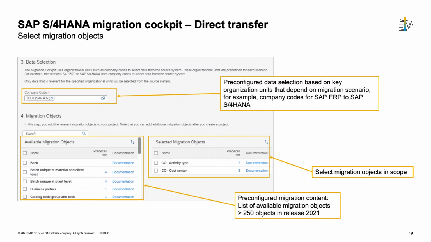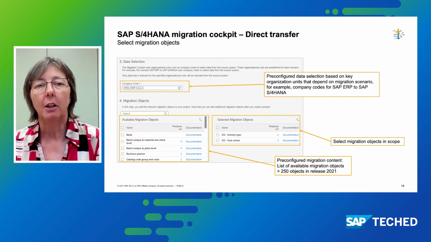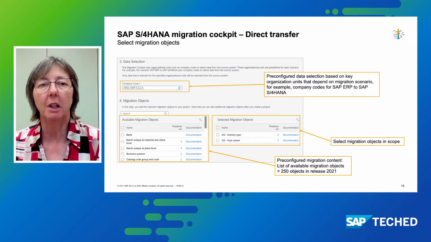Yeah, the next step is then to choose the organizational unit. And this unit is predefined by SAP and again depends on the source system. This means on the scenario. And if you are migrating from an ERP system, this organizational unit is the company code. And you can choose here one or more company codes to be selected from.